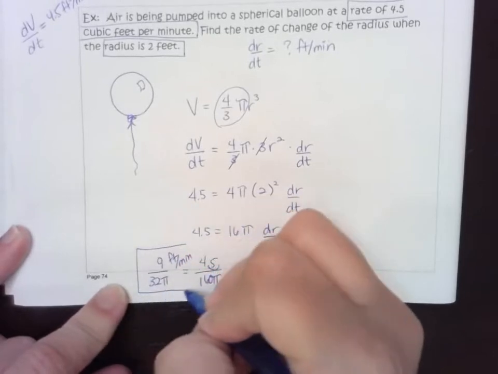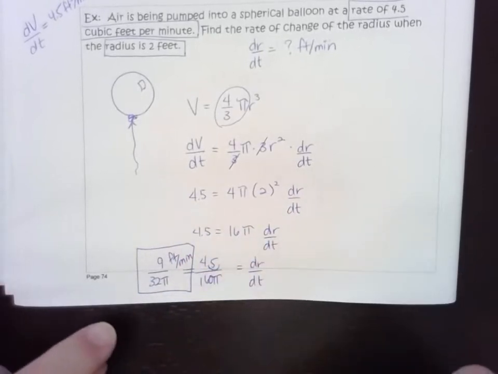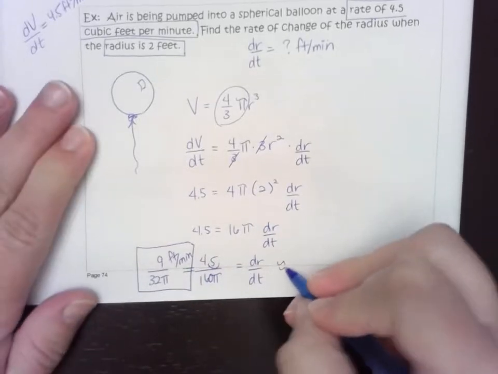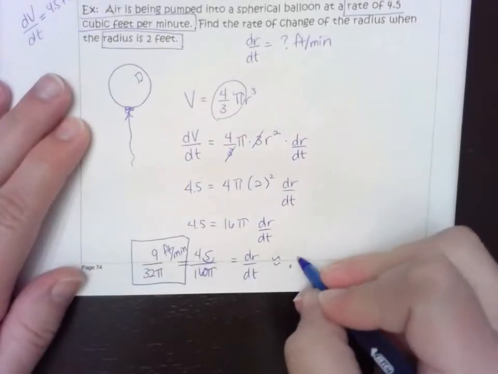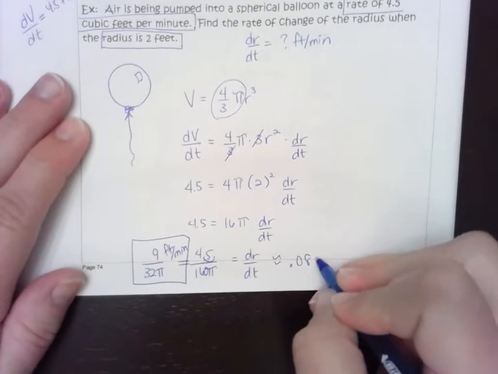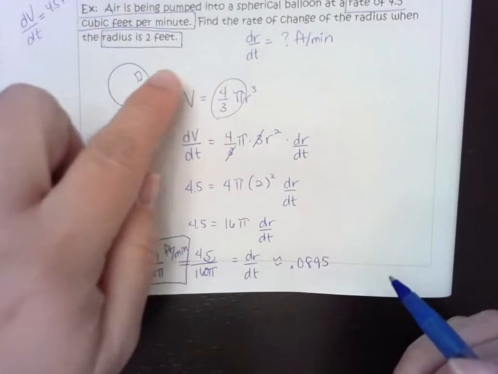But again, nobody's going to say that this balloon is changing at a rate of 9/32 pi. So what I'd rather give is the approximate answer. 9 divided by 32 pi, rounded, is 0.0895. You could round it better than that. There's no specification up here.